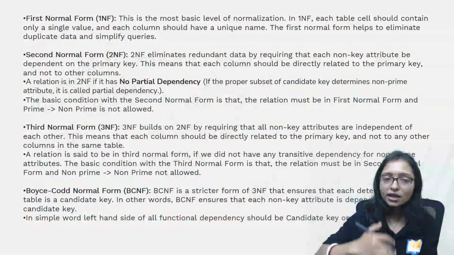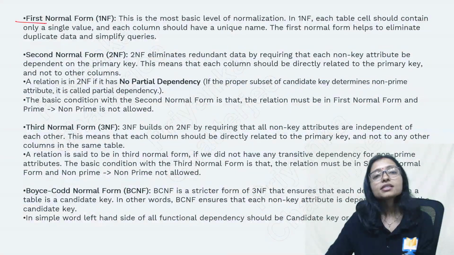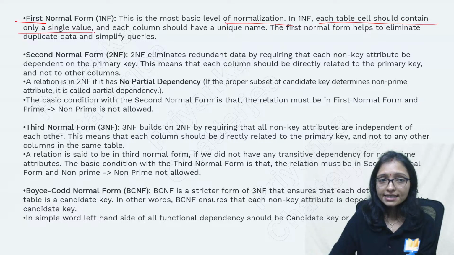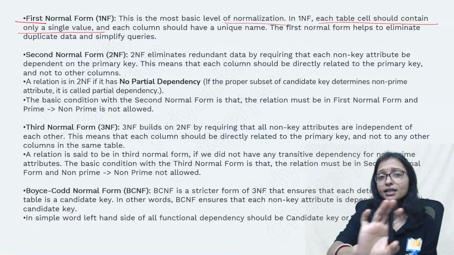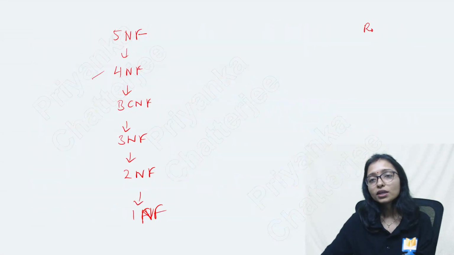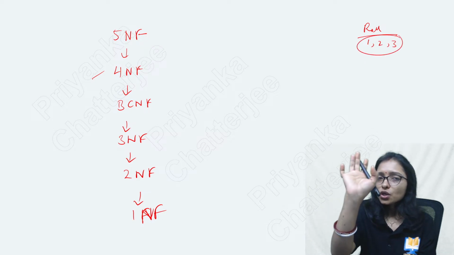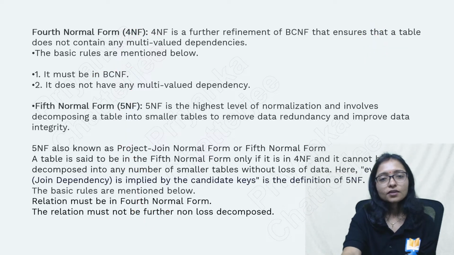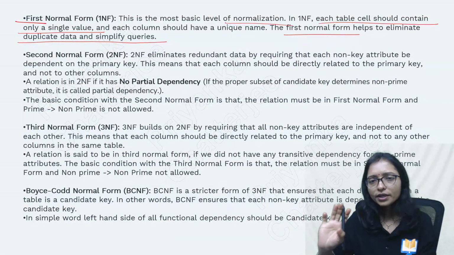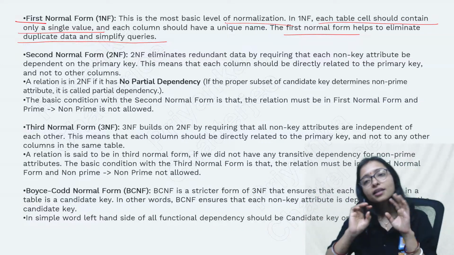Now one by one, so I am going from 1NF. 1NF is the basic one. It is the basic normalization. Each table cell should contain only a single value, meaning multiple values cannot be there. For example, in one cell, roll number 1, 2, 3 is not possible. So single value in a single cell, that is 1NF. And first normal form eliminates duplicate data and simplifies the query. There is no other restriction.